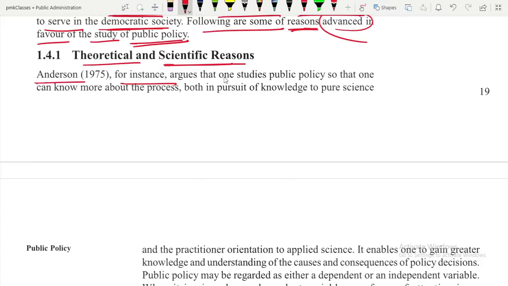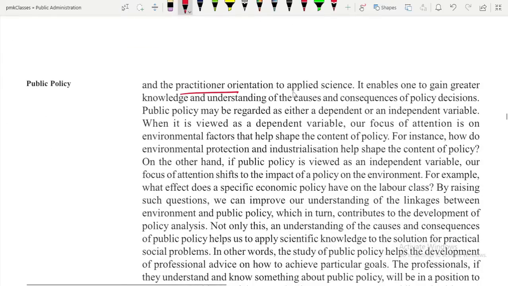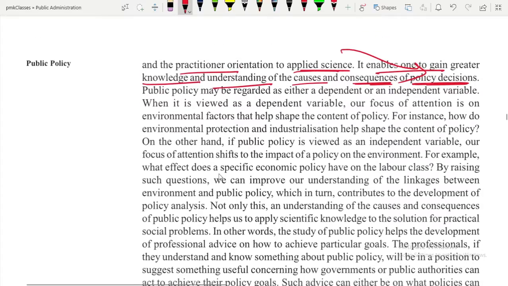Anderson, for instance, urged that one should study public policy so that one can know more about the process, both in pursuit of knowledge of pure science and the practitioner orientation to applied science. It enables one to gain greater knowledge and understanding of the cause and consequences of the policy decision. Okay, तो मेनली हमें पॉलिसी के डिसीजन के कॉज और कॉन्सिक्वेंसेस उनको समझने के लिए पॉलिसी को हम गहरे तरीके से समझने के लिए हमें क्या करना पड़ेगा, पब्लिक पॉलिसी को समझना पड़ेगा.